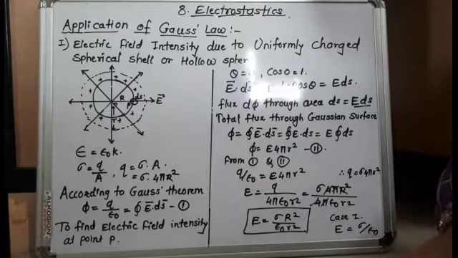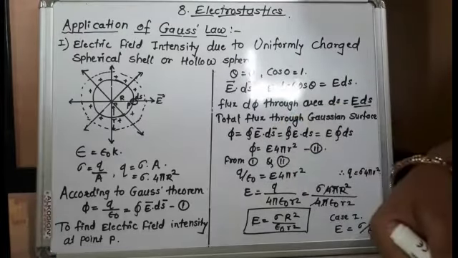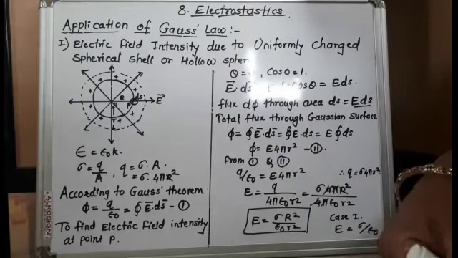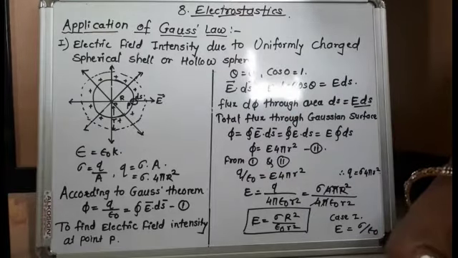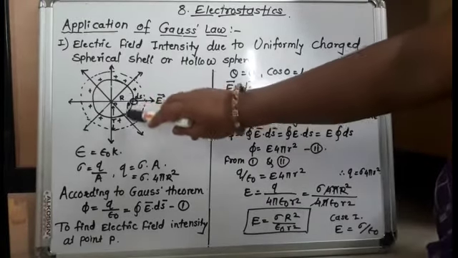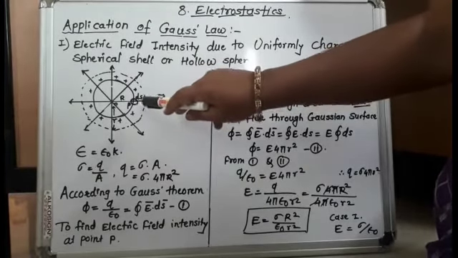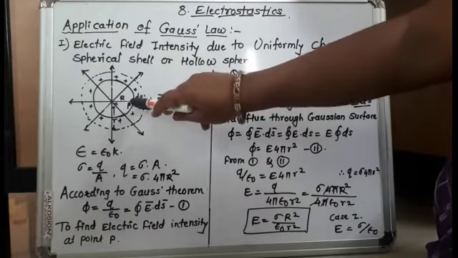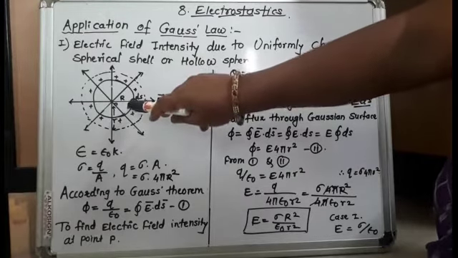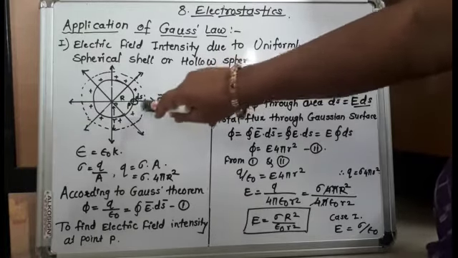Now to find the electric field intensity at point P at a distance of small r from the center O, imagine a Gaussian sphere whose radius is also equal to small r and which is passing through the point P. Consider a small area ds surrounding point P. Due to the symmetry of the concentric spheres, the electric field at point P has the same magnitude E and is directed outwards.